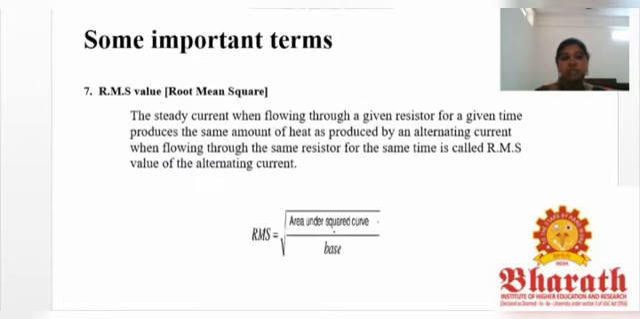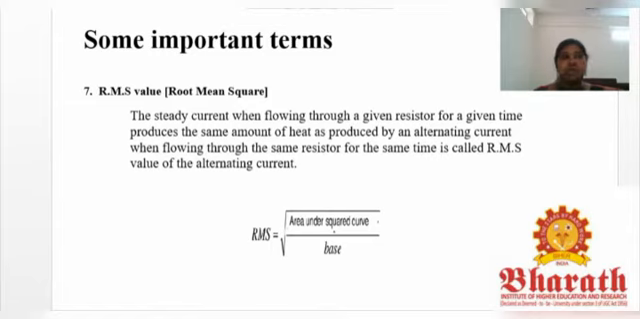Next, we are going to see the RMS value. RMS value is nothing but your root mean square value. A steady current flowing through a given resistor for a given time produces the same amount of heat as produced by an alternating current flowing through the same resistance for the same time. That is, the heat emitted in the resistor when you apply a DC supply and also an AC supply is your RMS value.